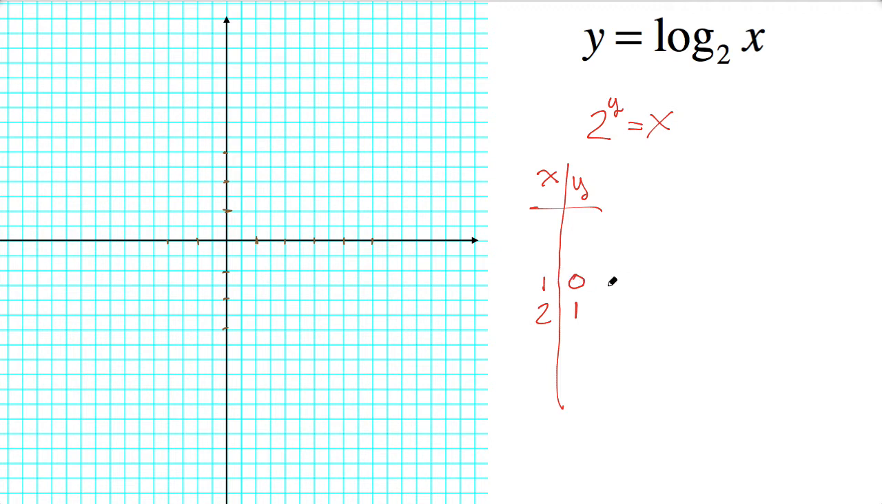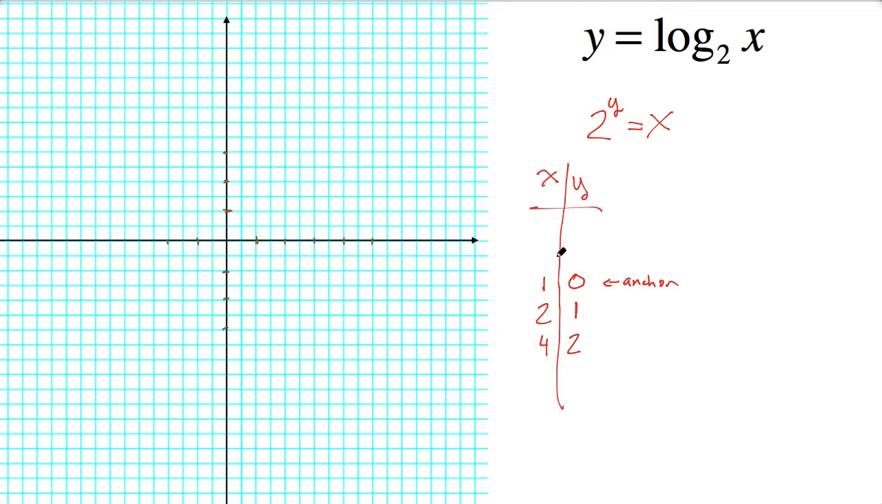And this is what I call a classic point or an anchor point, because you're going to have the point 1 comma 0 in every parent logarithm. It doesn't matter what the base is. If it's just a basic log, you're going to have 1 comma 0 as an anchor point. How about raising 2 to some higher powers? Say 2 squared. Well, 2 squared is 4. So log base 2 of 4 is 2. And I think we can stop there.